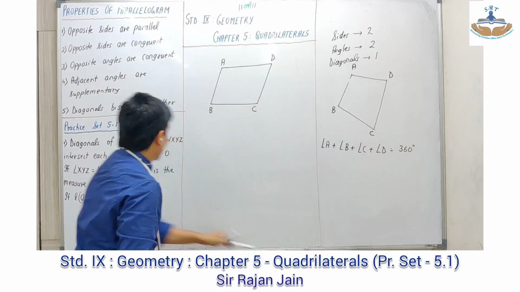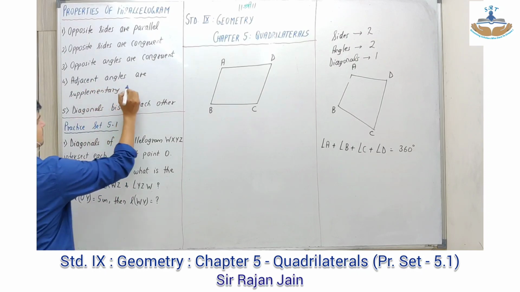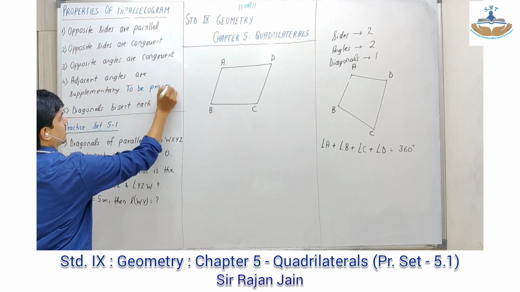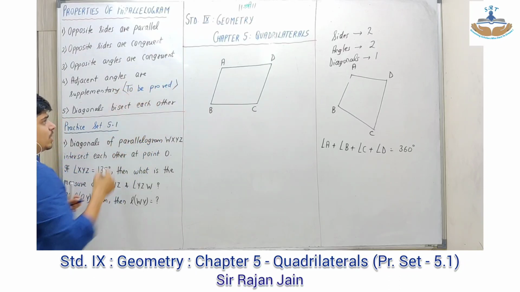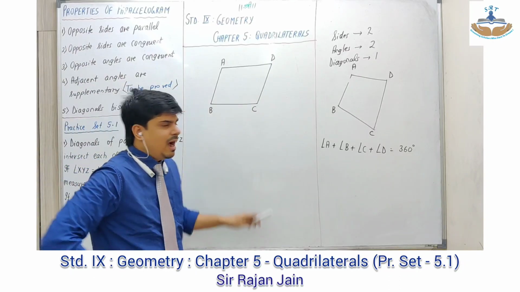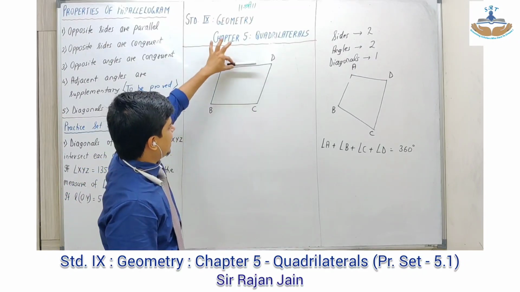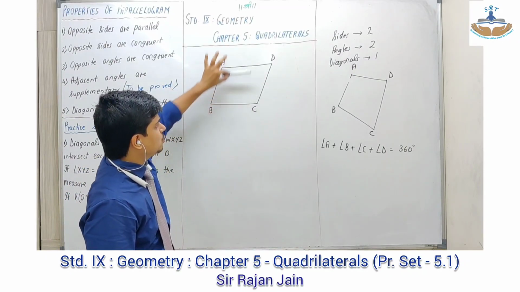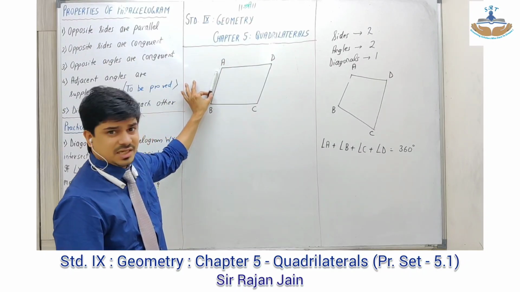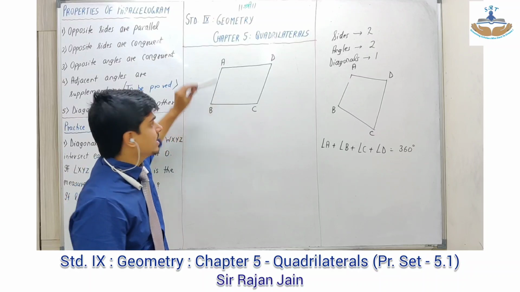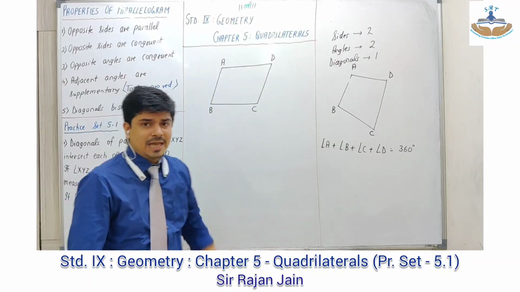But one thing please remember, only for this particular property you have to prove it. It is to be proved. You cannot use this property directly. Now how will you prove that angle A plus angle B is 180? एकदम simple है. Can I say this and this are parallel to each other, and if I consider this as the transversal, then angle A and angle B are interior angles for parallel lines AD and BC.